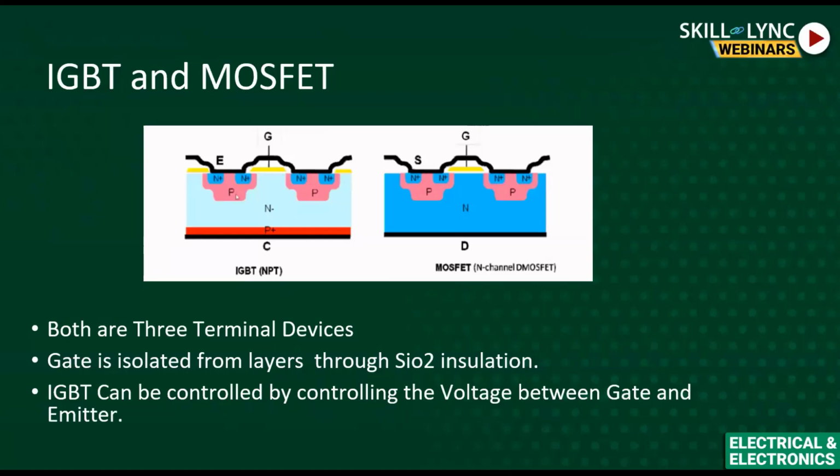The MOSFET does not have this P plus layer, you can see that, whereas the IGBT has it, which helps in blocking the high voltage. So this P plus layer and the slightly doped N minus layer in between can block the high voltage. So the IGBT can be used for high voltages, whereas the MOSFET cannot block high voltages.